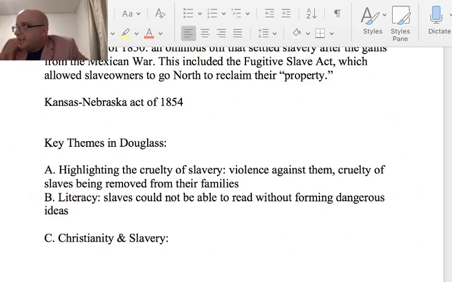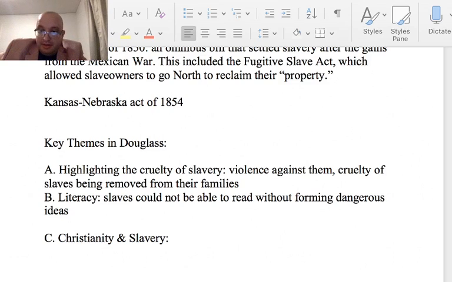Slave owners in the South used biblical justifications for owning slaves. They came up with almost anything they could think of. Douglass mentions that one of them was the story of Ham. After the Noah's Ark story, Noah's son Ham is cursed by God. You can go back and read the Genesis story for that. But they say that the curse of Ham was put upon the African peoples.